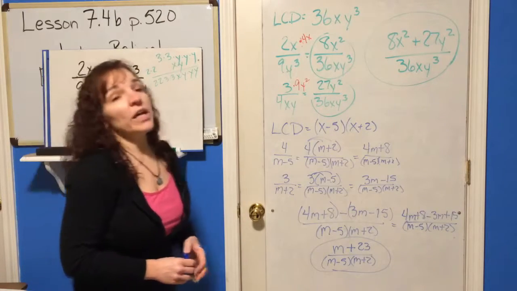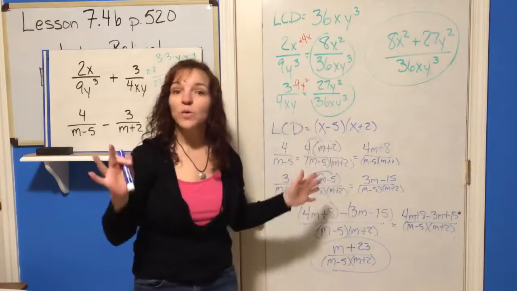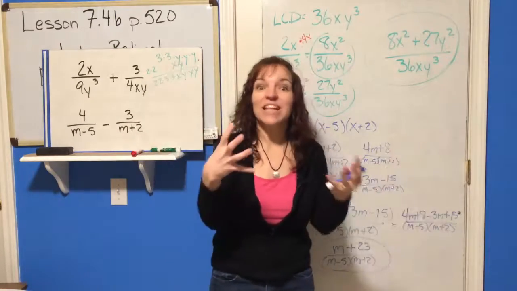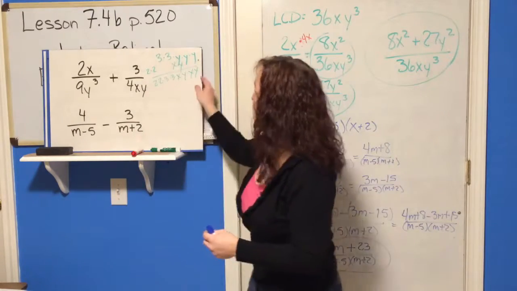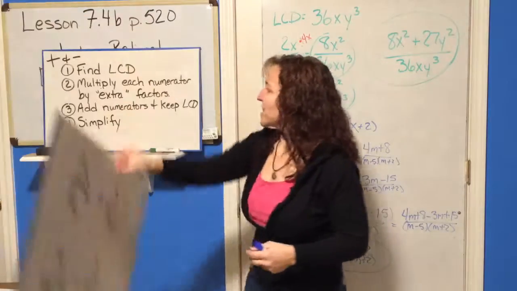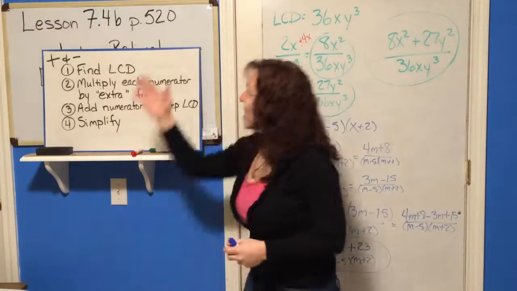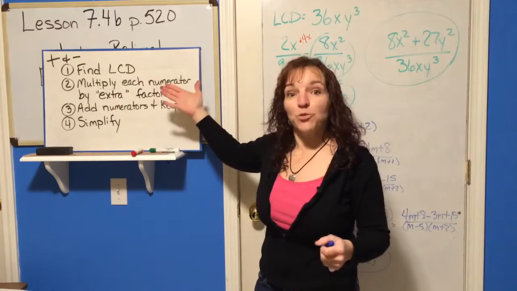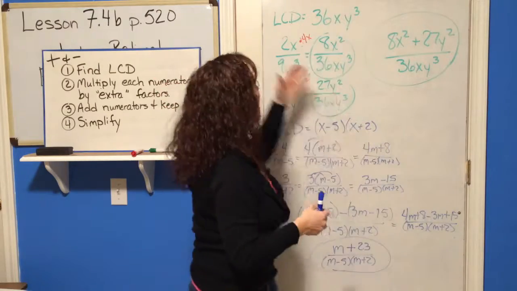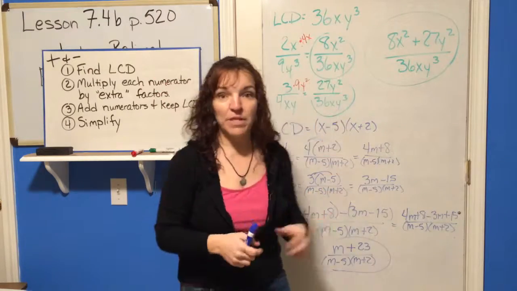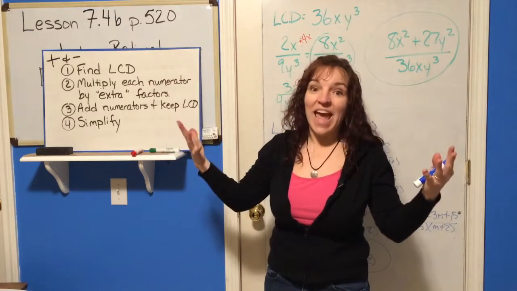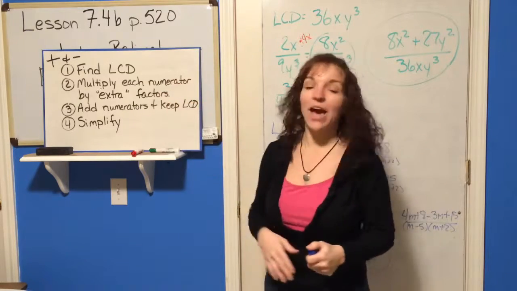All right? So really nothing new in this lesson at all. It's putting several lessons together. So you'll need to remember, find your least common denominator. After you have that least common denominator, get both of your fractions to have that same least common denominator. And then once they have the same denominator, then you just add or subtract.